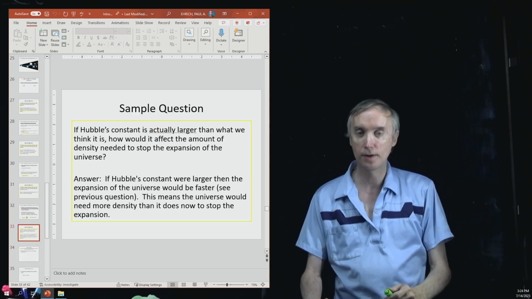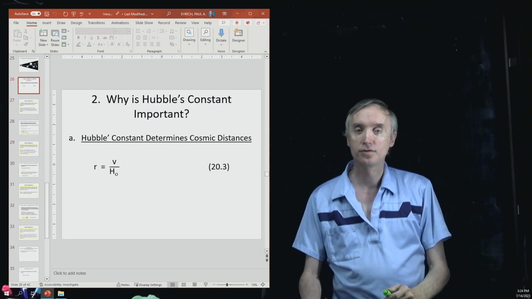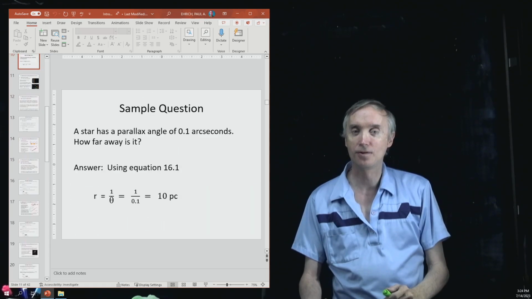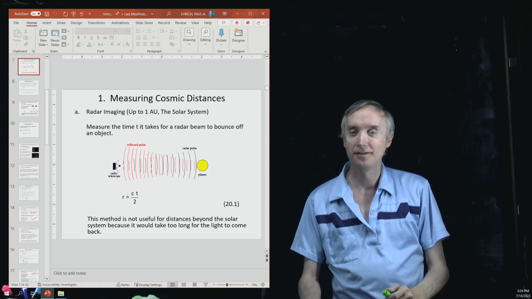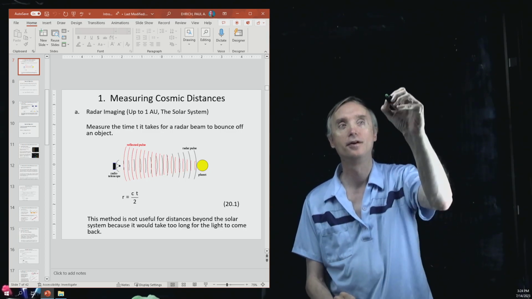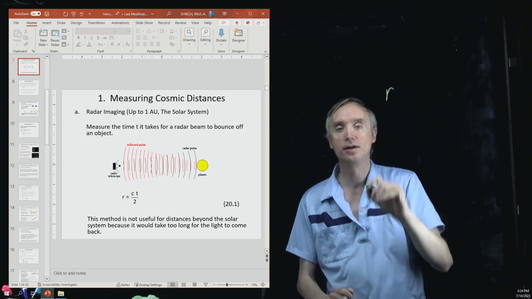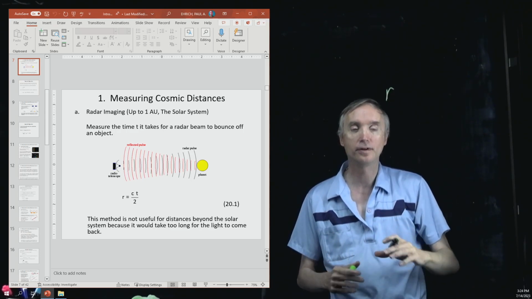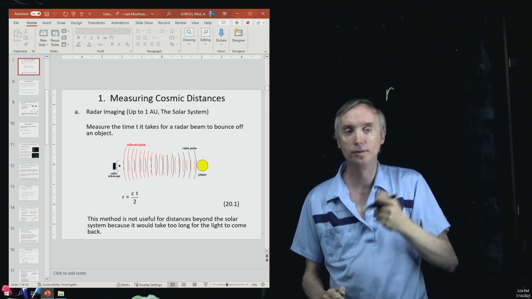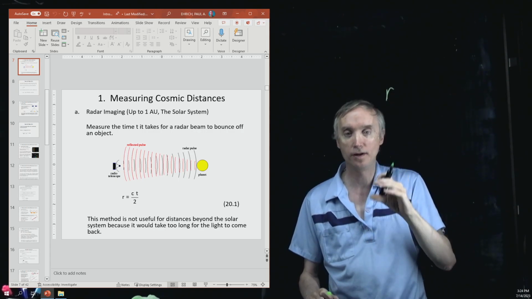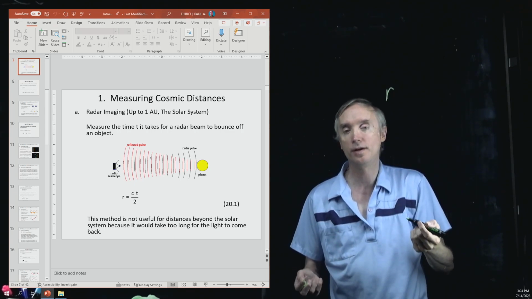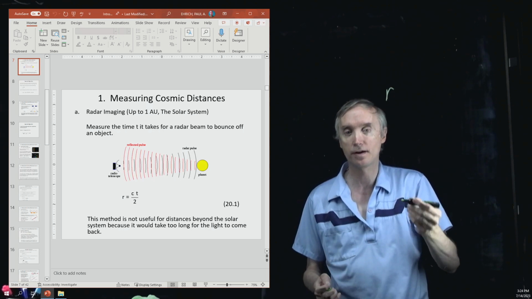All right, so let's go all the way back to this equation here, which was we are going to take a radio wave and bounce it off an object. We're going to time how long it takes the radio wave to get there and then to come back. And then from that, we're going to be able to figure out the distance to that object.